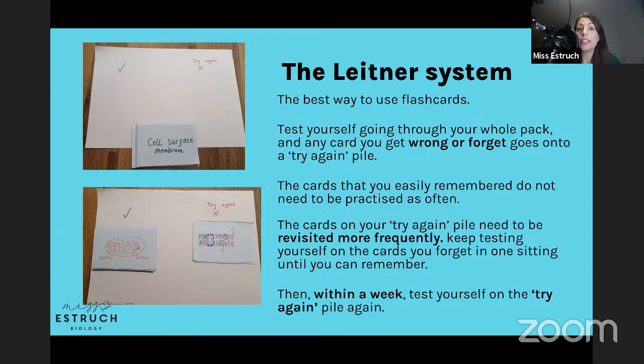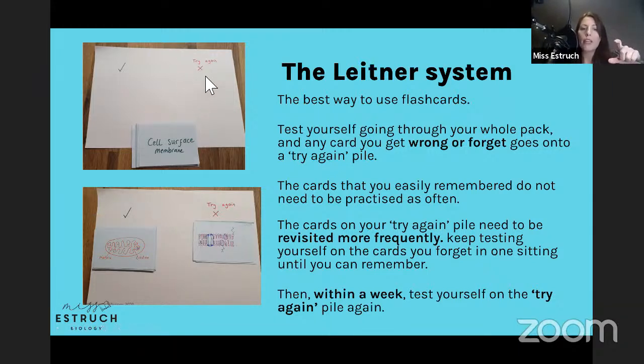If you use Quizlet or Anki, those apps automatically do this for you. So they automatically work using the Leitner system. So this is if you have paper copies, this is how you would do it. So you go through your whole pack of cards. The cards that you easily remembered, leave there. And the ones that you struggled to remember in your try again pile, you then have to go through again and keep going through until every single card you can remember.